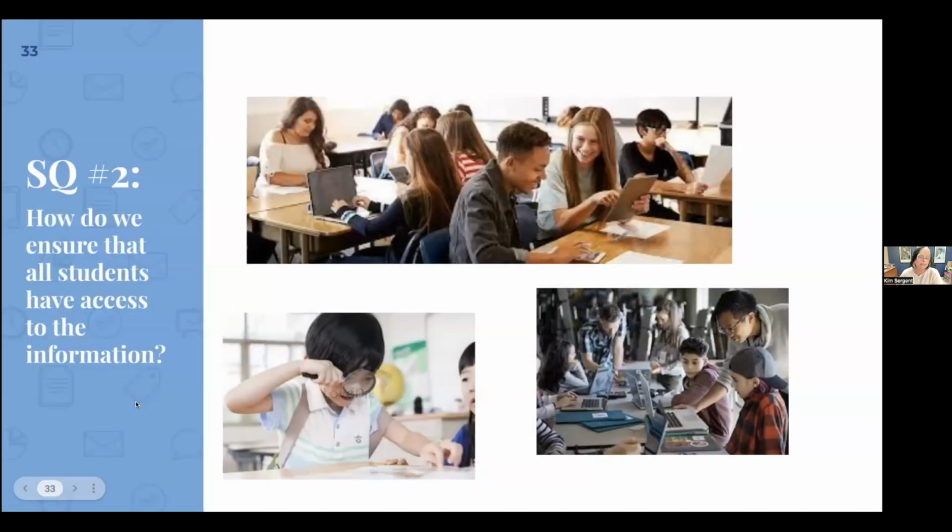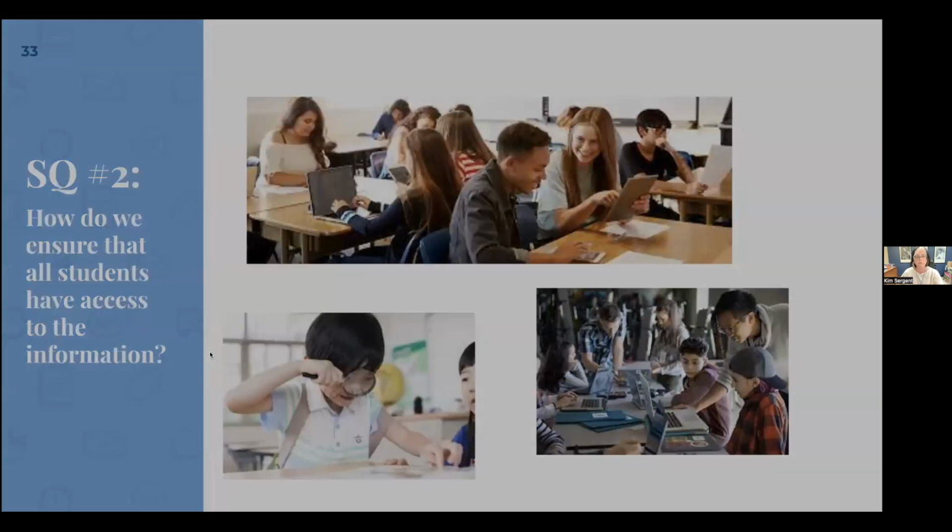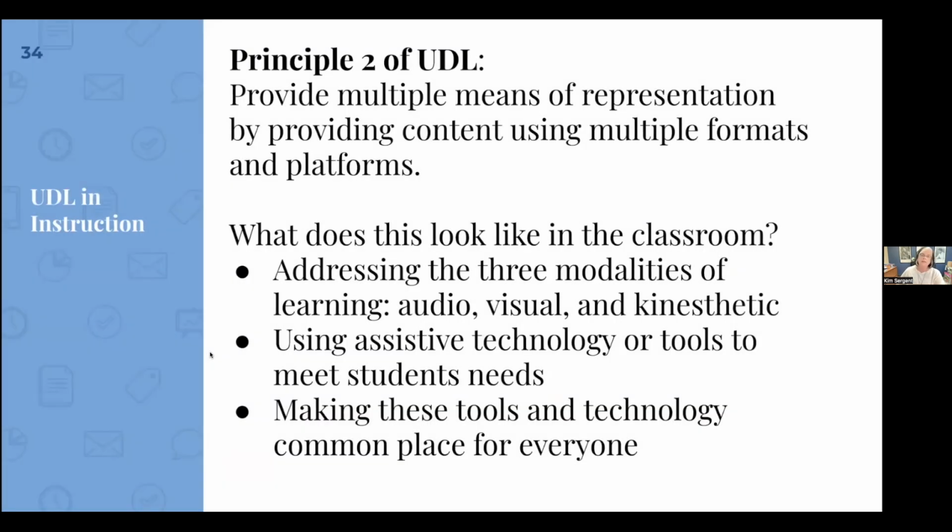As we go into this next question, I should say supporting question number 3. I changed that twice. How do we ensure that all students have access to the information? This was that third question that we need to look at, because that's really important to us. I know that's important to you every single day. So we look at principle 2, provide multiple means of representation by providing content using multiple formats and platforms. So we have to find lots of ways for them to access that.